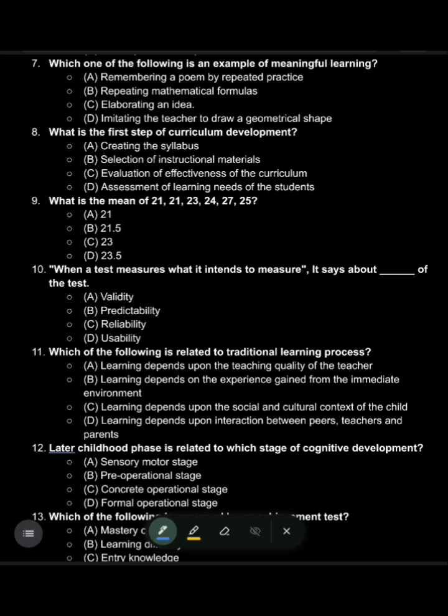When a test measures what it intends to measure, it says about dash of the test. When we measure a test, what it intends to measure, means what we measure in that test. It says about which part? Validity, predictability, reliability, usability. So the correct answer here will be validity. A test measures the validity.